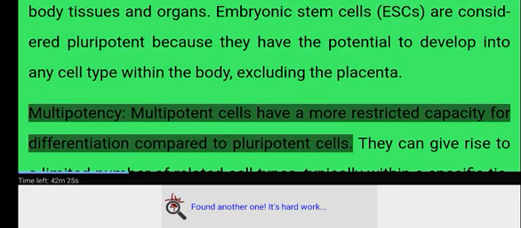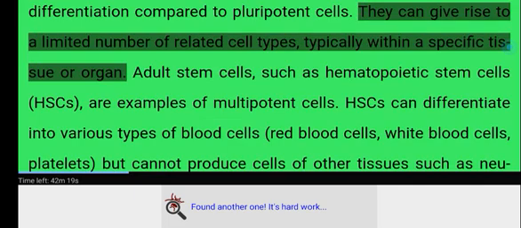Multipotent cells have a more restricted capacity for differentiation compared to pluripotent cells. They can give rise to a limited number of related cell types, typically within a specific tissue or organ.